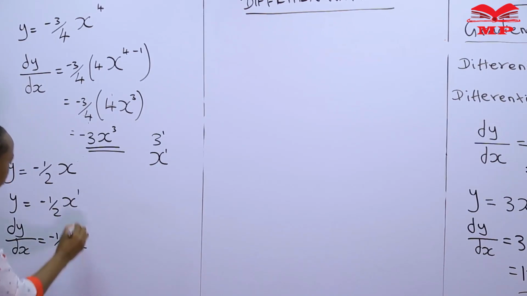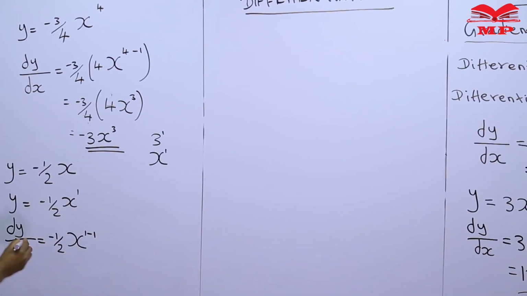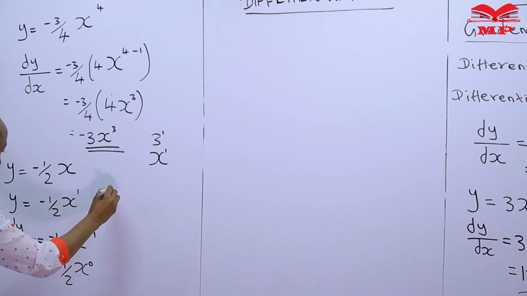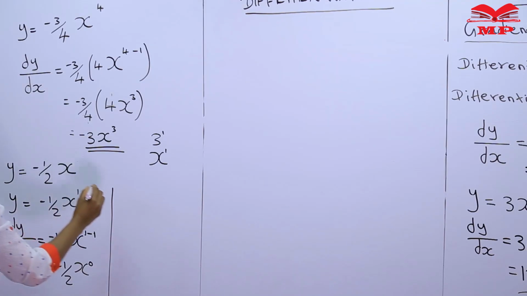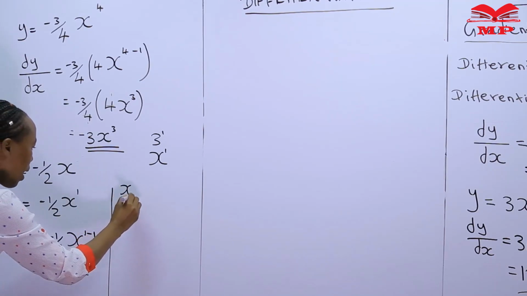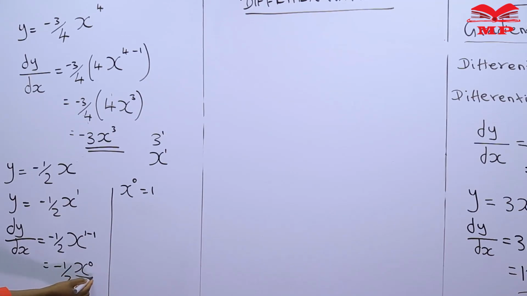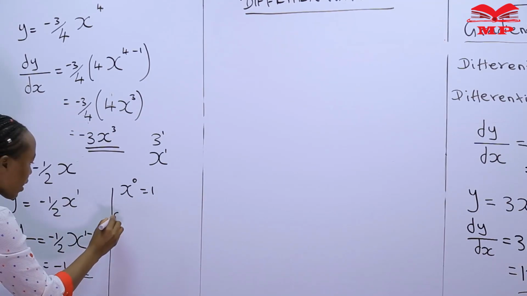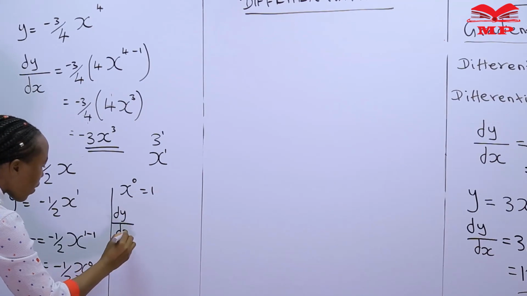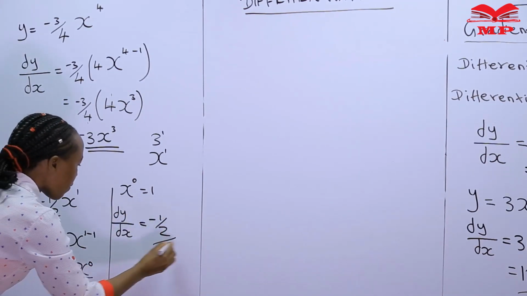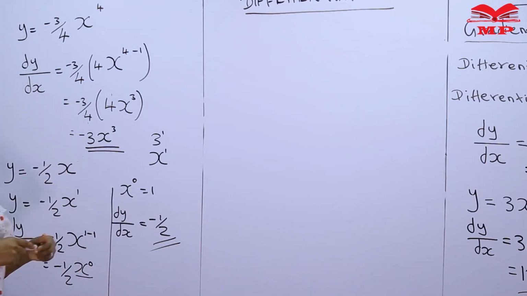Then we have x, and we have the same power minus 1. And we'll end up getting negative a half x raised to power 1 minus 1, that is 0. From the law of indices, we know that any number raised to power 0 is equal to 1. And therefore, this x raised to power 0 is 1. And therefore, dy/dx will be equal to negative a half. That will be the derivative.